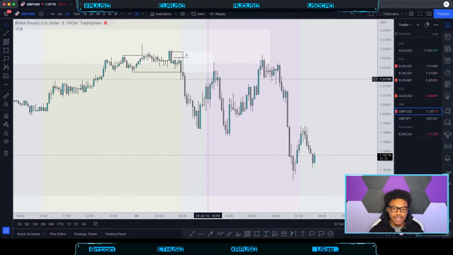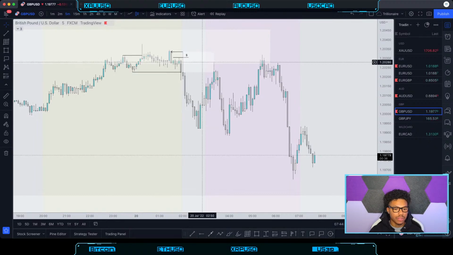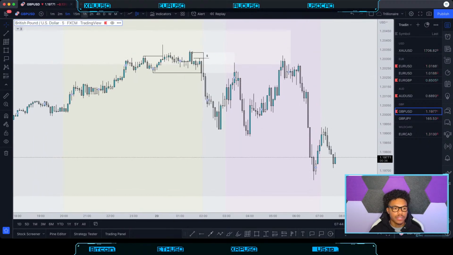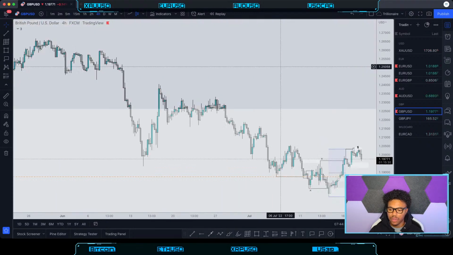So we can see an easy entry opportunity for this trade could have been here within this area for that counter trend sell. Just following my trading rules.